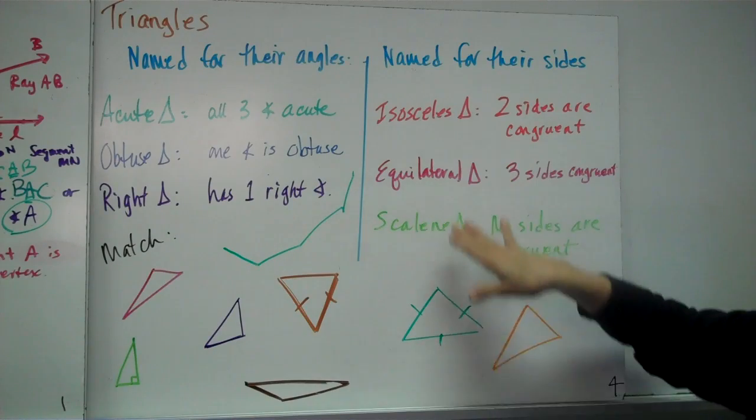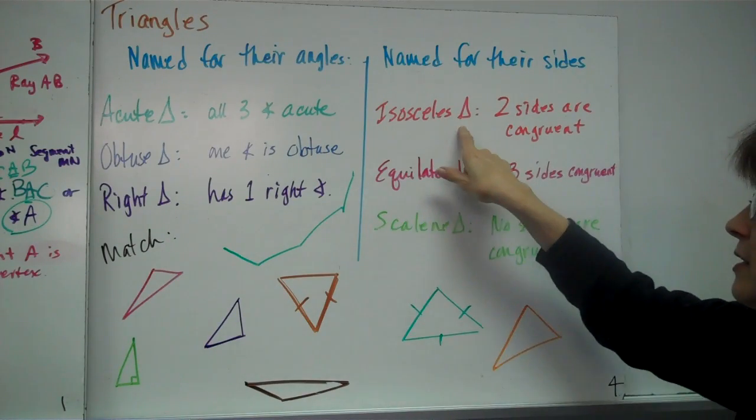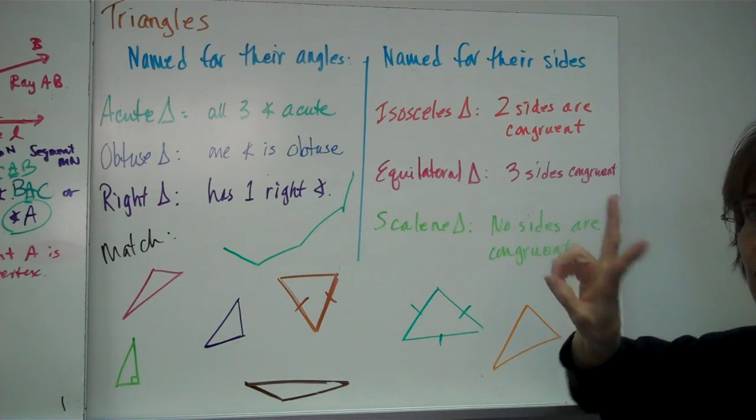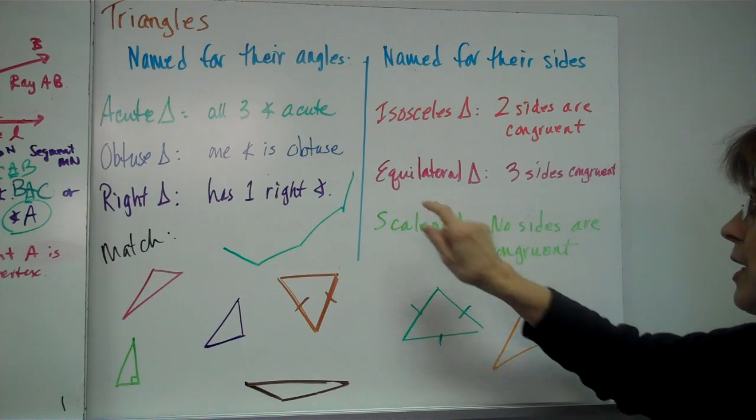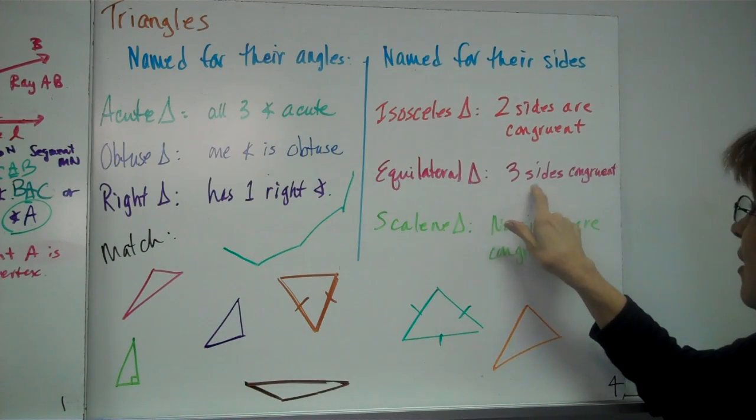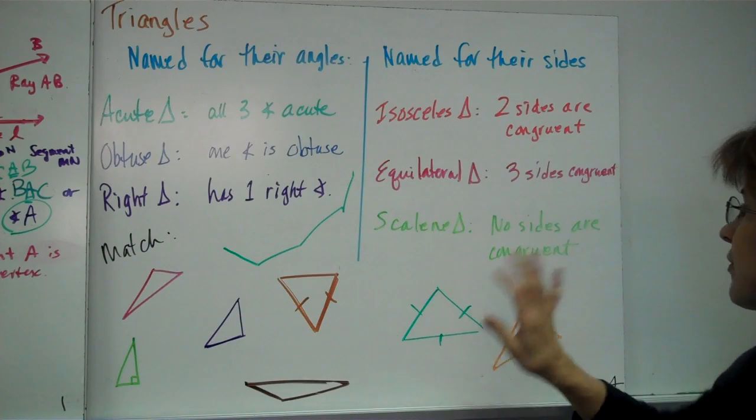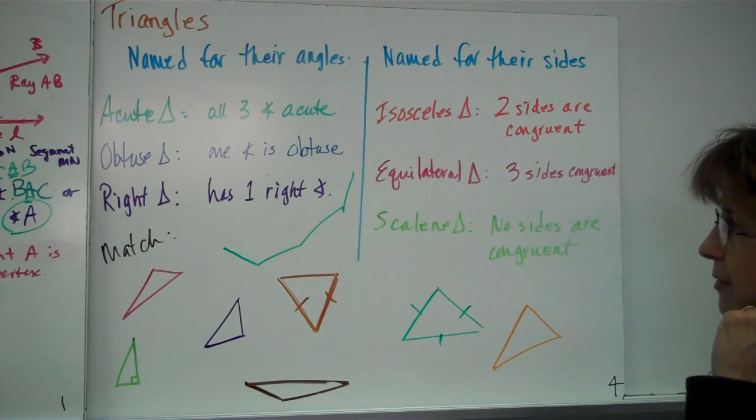These are ones that are named for their sides. If you have an isosceles triangle, that means two sides are congruent. Two sides, not all three, just two. Equilateral is all three. All three sides are congruent. And a scalene means no sides are congruent. You've probably heard some of this before.